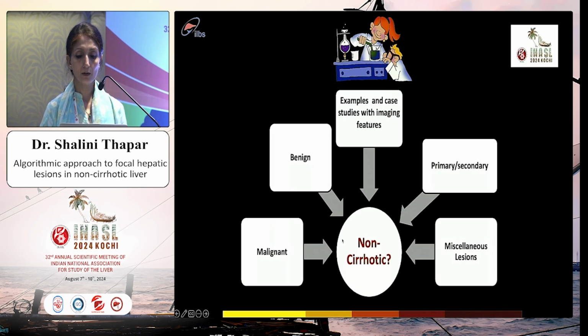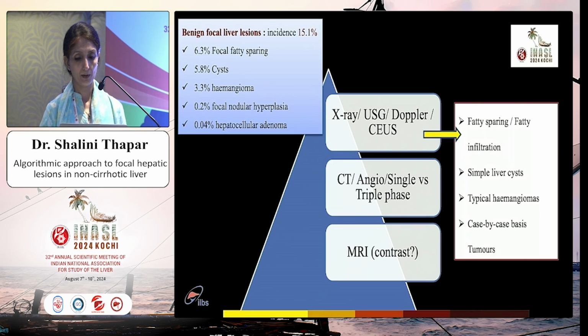So like I said, the first premise of what we are going to see now are the non-cirrhotic lesions, and we're going to be able to divide them using our case studies into either benign lesions or malignant lesions, primary lesions or secondary lesions, or we will label them as miscellaneous and take them out to biopsy.